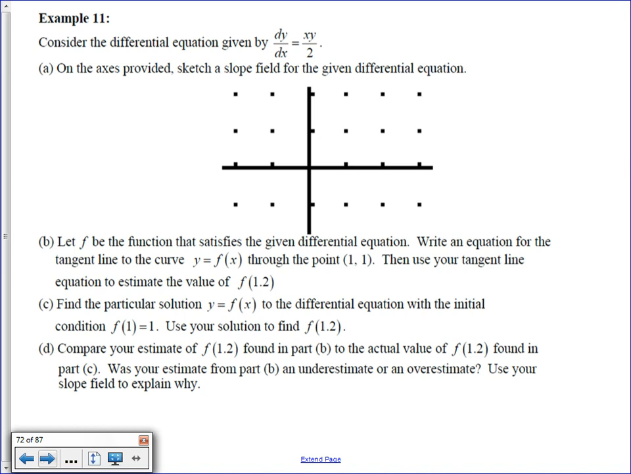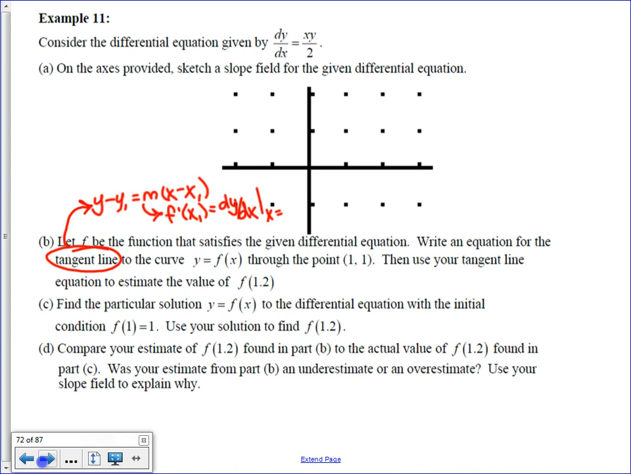Part B. Let f be the function that satisfies the given. They might put a slope field together with solving a differential equation. Write an equation for the tangent line. How do I do tangent line? We had something recently where I realized we're starting to forget. How do we do tangent? y minus y1 equals m times x minus x1. We get the x1 and the y1 from the given point. How do I get m? f prime of x1, which is the same thing as dy/dx at x equals x1.